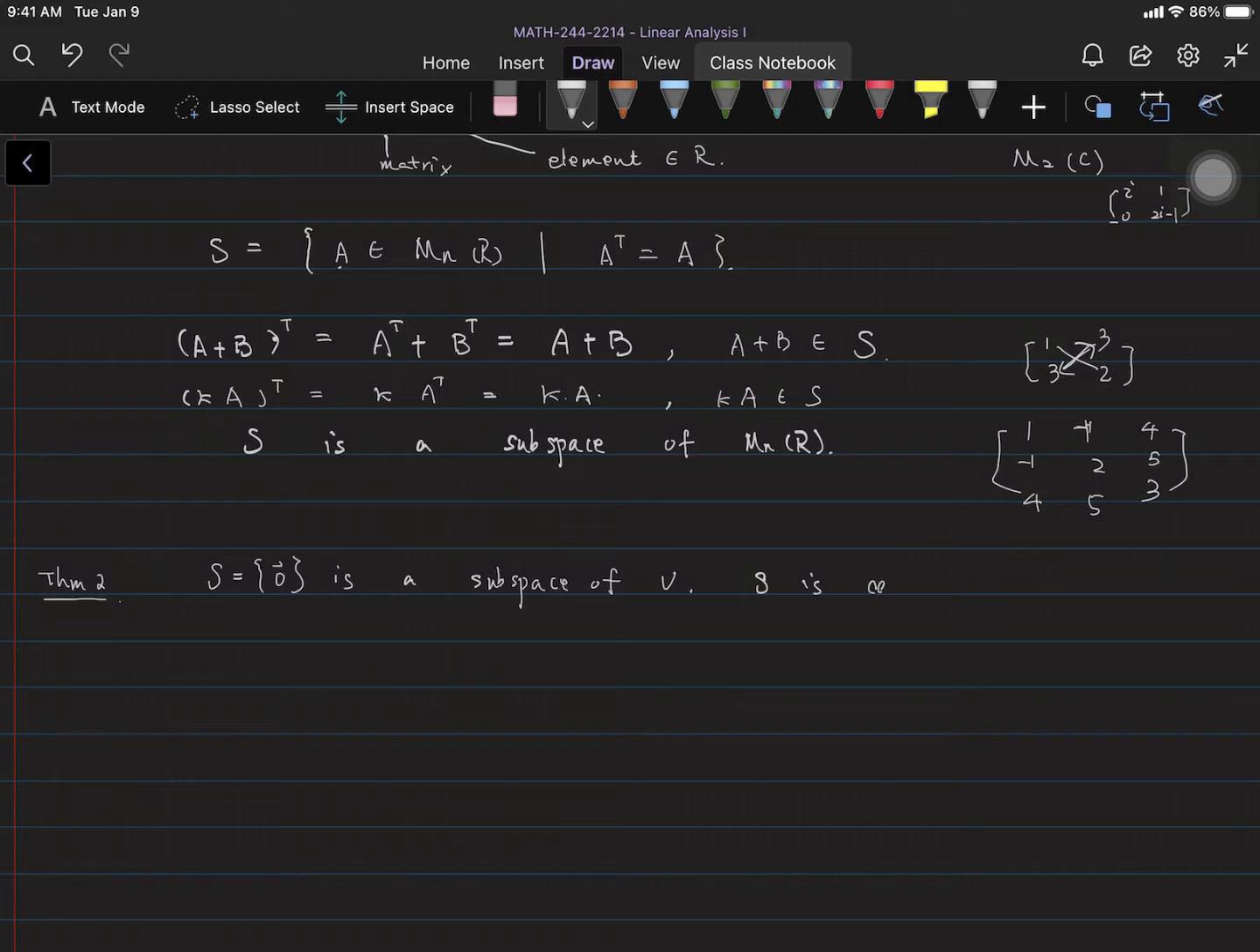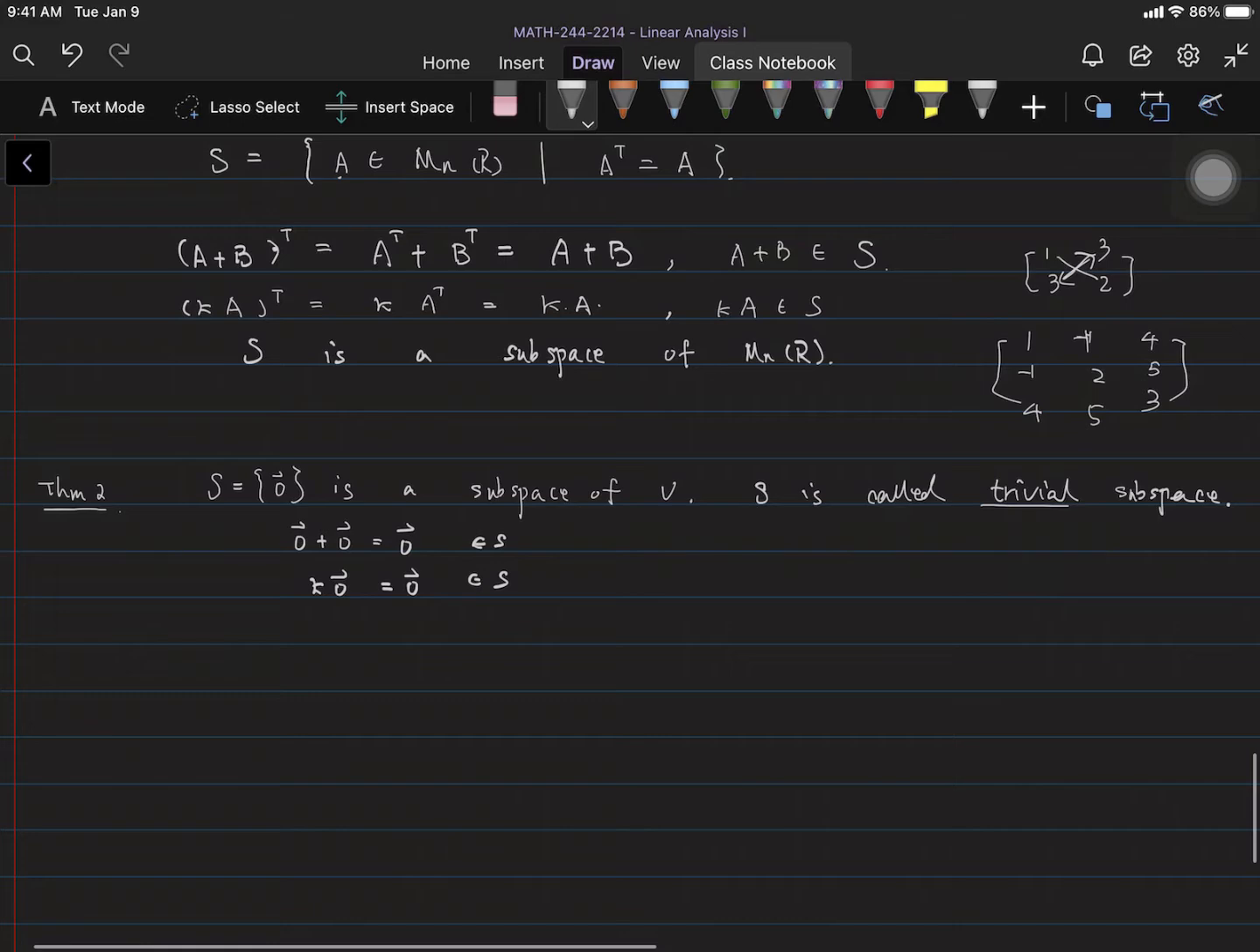S is called the trivial subspace. Let's do the proof. It's pretty easy. If we pick two vectors, because they both belong to S, and S has only one vector, which is the 0 vector, if we add them together, it's also going to be 0. And k times 0 is also the 0 vector. So they both belong to S. So S is a subspace.